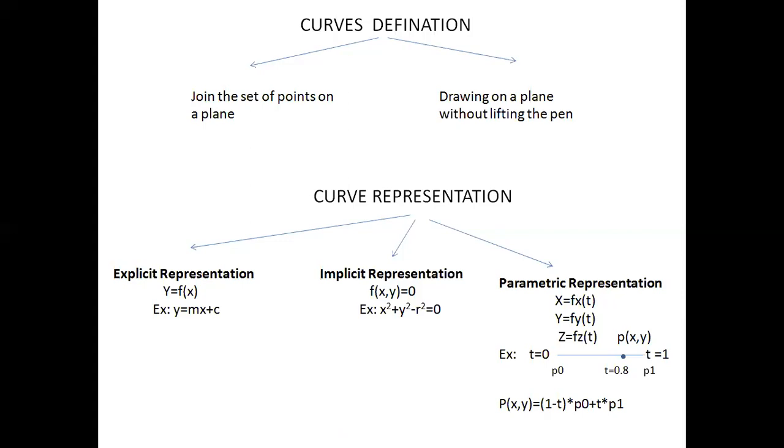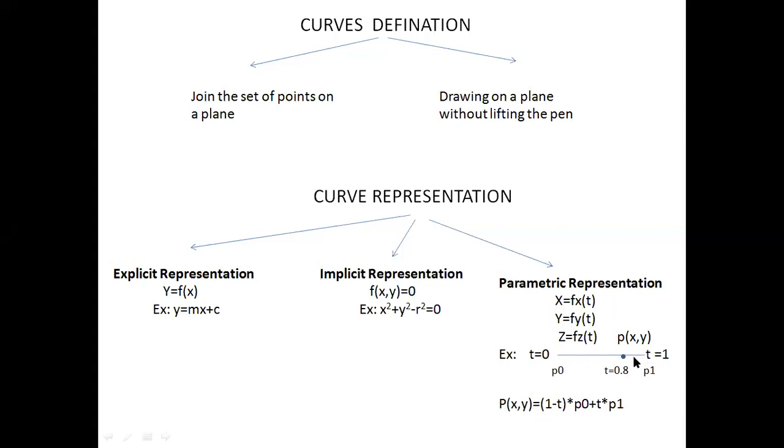Today we will also see an example of parametric representation of a curve, how we represent a curve with the help of a parameter. A simple example is this. If the starting point is p0 and the ending point is p1, I represent this with a parameter t, where t is 0 at the starting and t is 1 at the ending.